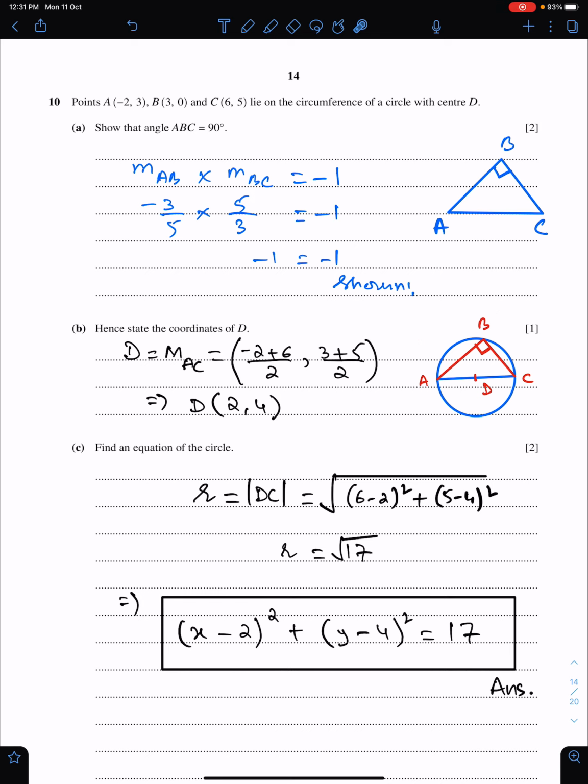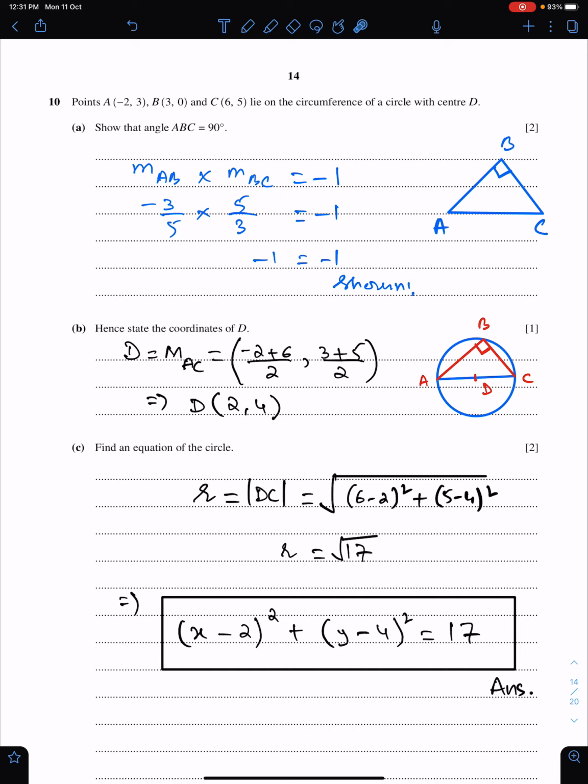So we need to prove this angle is 90 with the help of the gradient formula, the gradient of perpendicular lines. The product of the gradients of perpendicular lines is always -1. So the gradient of AB is -3/5 and the gradient of BC is 5/3. The product is -1, hence shown that angle B is 90 degrees.